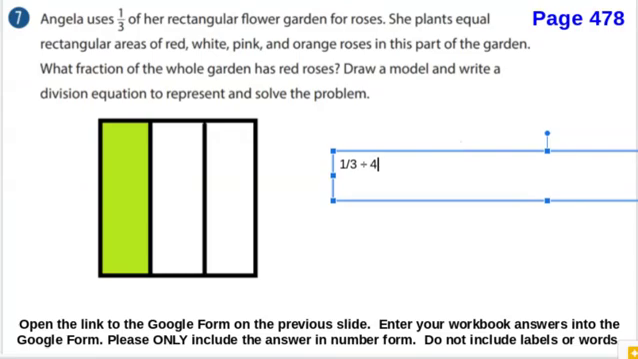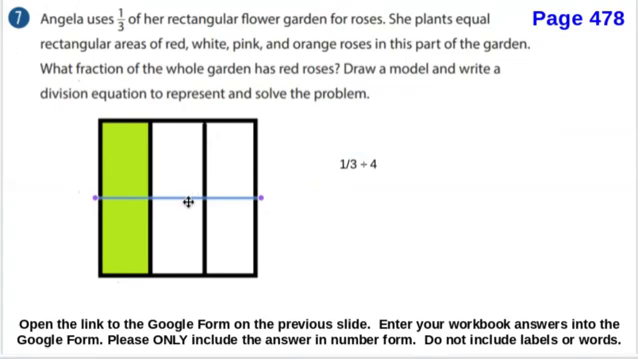So let's talk about why it's 1/3 divided by 4. Because this 1/3 section is getting split up between the 4 colors. So we are going to have red, white, pink, and orange. So let me hit my line here and let's start to separate our garden. And just like before, I'm going to draw my lines all the way across because I want to have equal spaces all the way through.